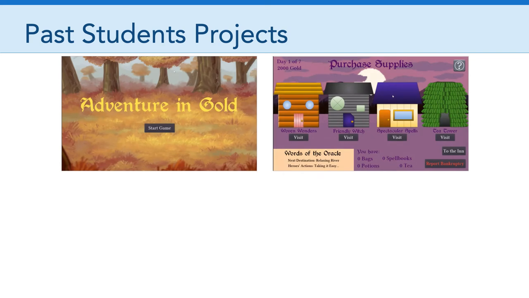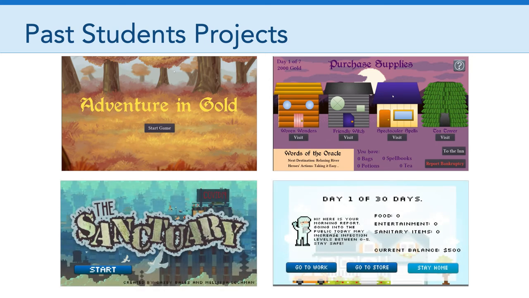So this one was called Adventure in Gold, and you can see here it had kind of a storybook quality to it, and here's a screenshot of purchasing supplies, but players could purchase wonders, spells, and teas and things like that and mix and match those and go out and sell them in the world. So that was Adventure in Gold. Now here's another one called The Sanctuary.